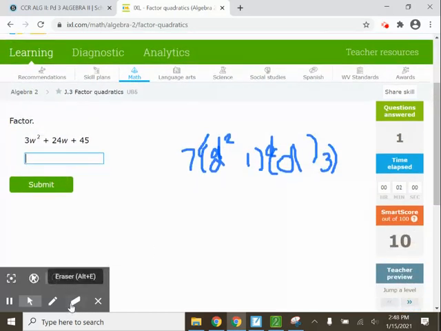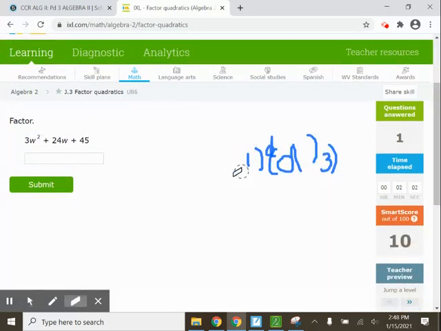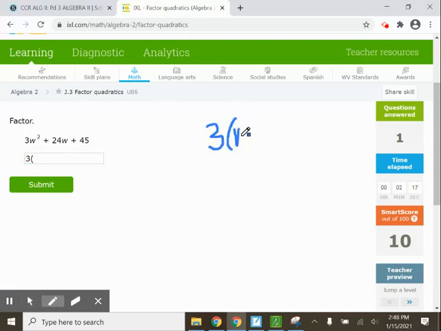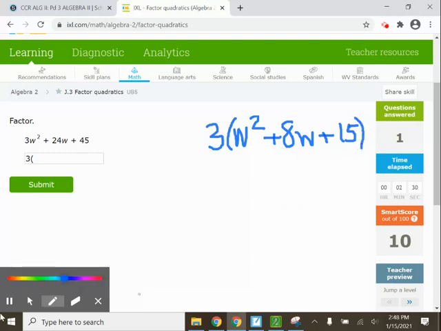Here's another one. With this one, the same thing. There is a greatest common factor. So we can take out a 3. And when we take out the 3, I'm left with w squared plus 8w plus 15. So notice I divided every term by 3.